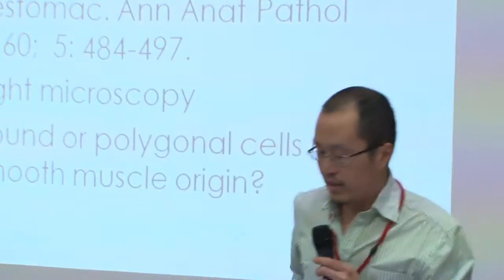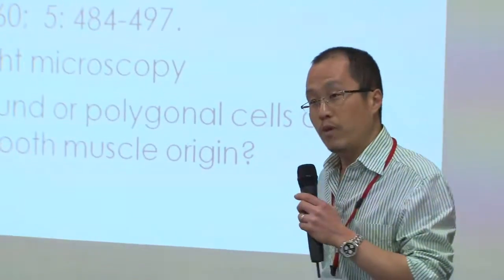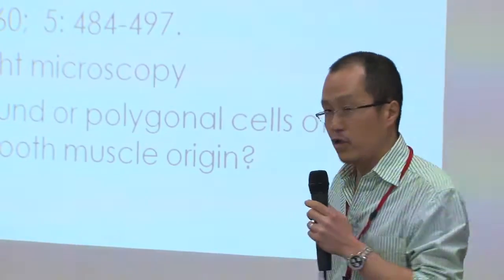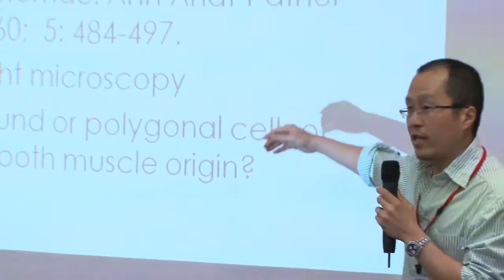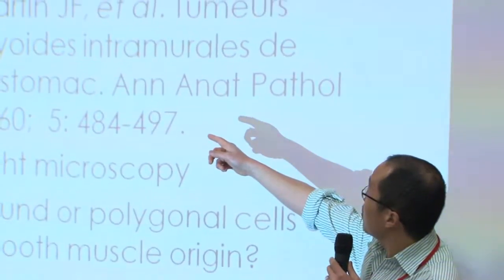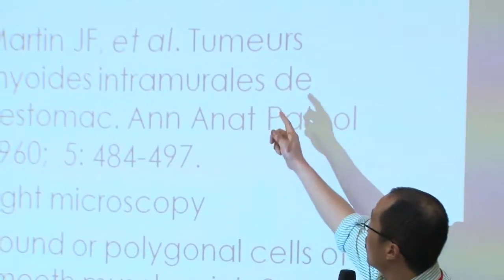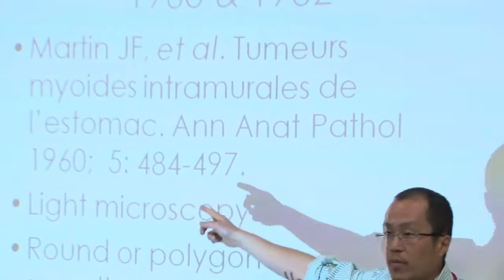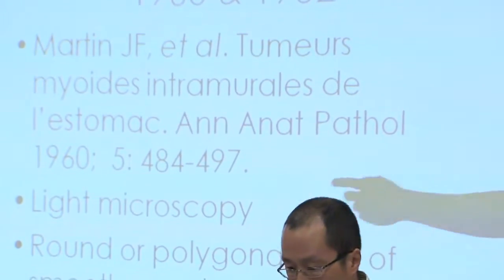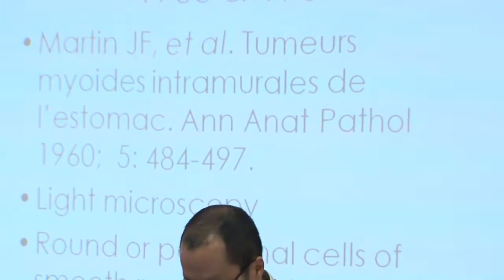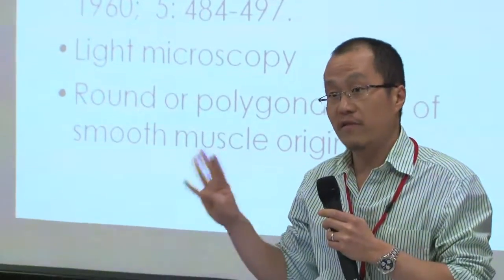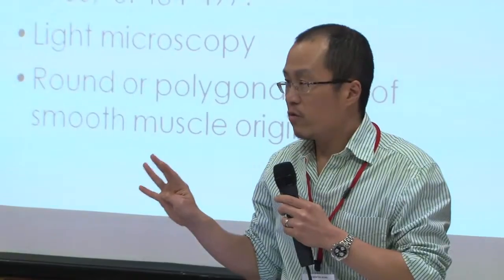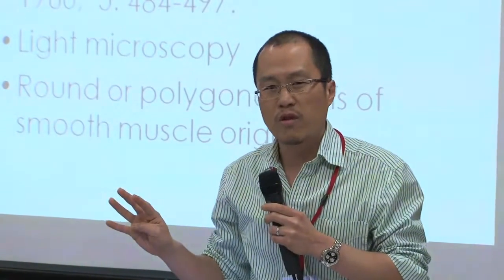But 1960 was an important year because a doctor or professor, Martin, a French man or woman, described with colleagues, I'm not going to translate, but I can just guess, it means muscle tumors within the wall of the stomach. And so he and his colleagues, using only light microscopy, because that was the only one of those four techniques available at that time, described these rather strange-looking tumors arising mainly in the stomach.